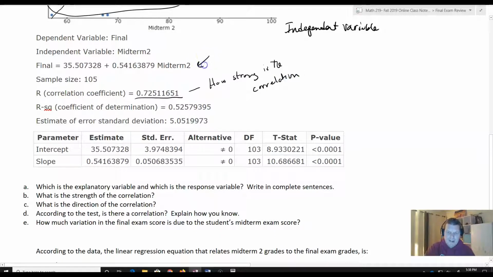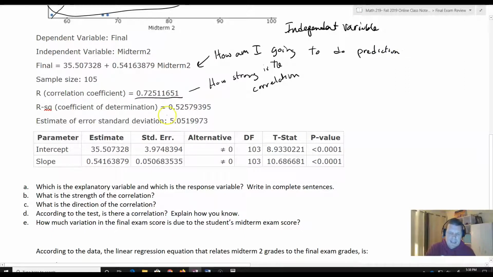This thing right here, that's the regression equation. This is how I am going to do prediction. How am I going to do prediction? It's going to show up later in one of our later questions.